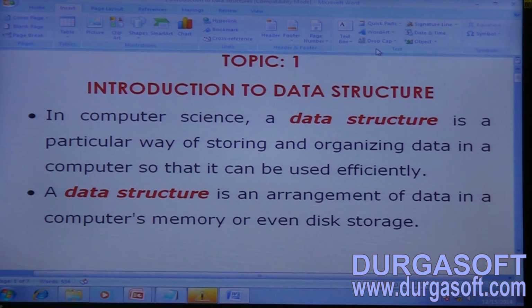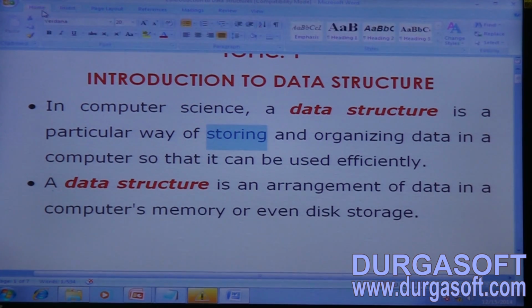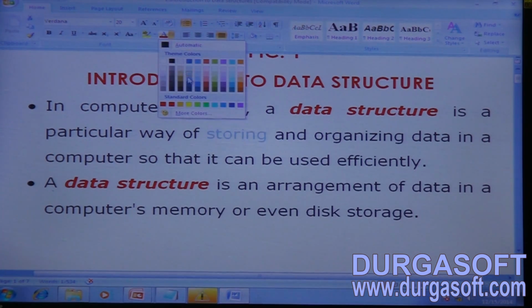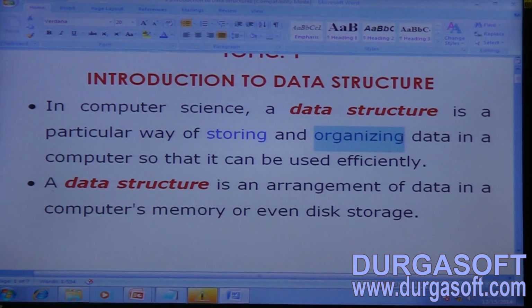Storing and organizing data in a computer so that it can be used efficiently. Underline these two things, storing and organizing.